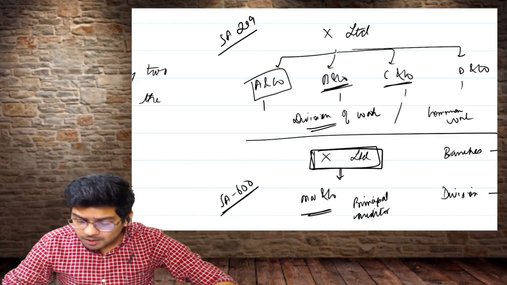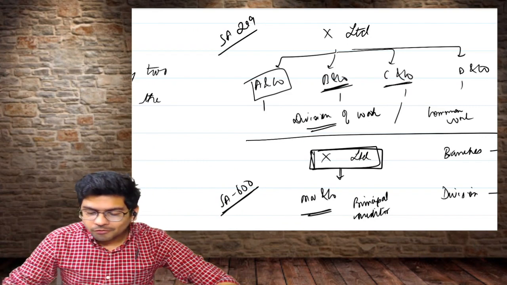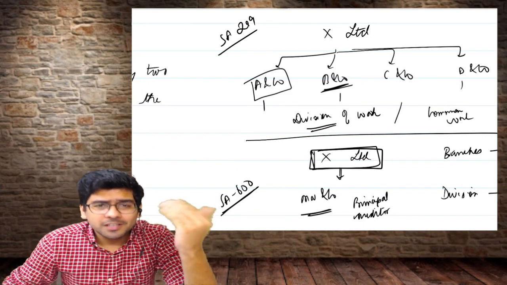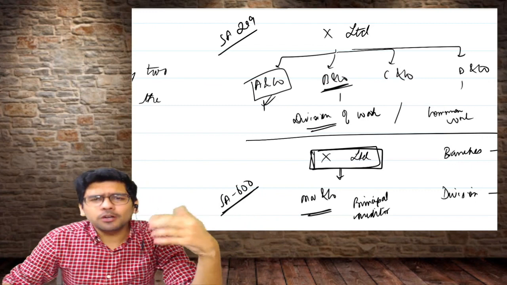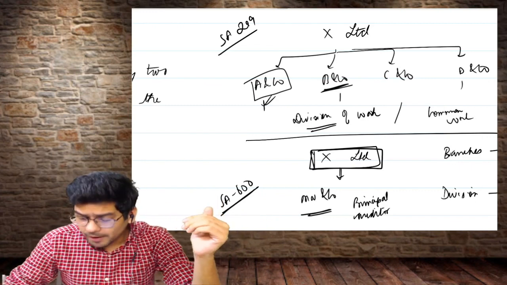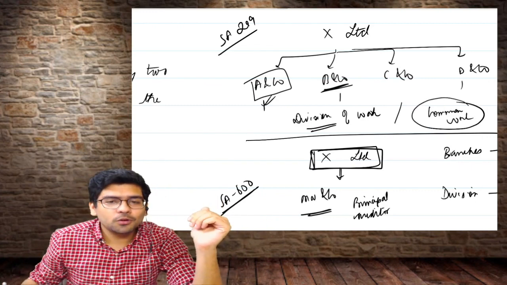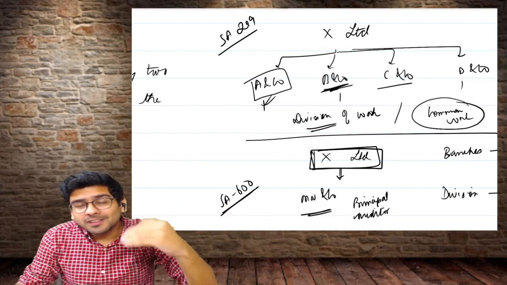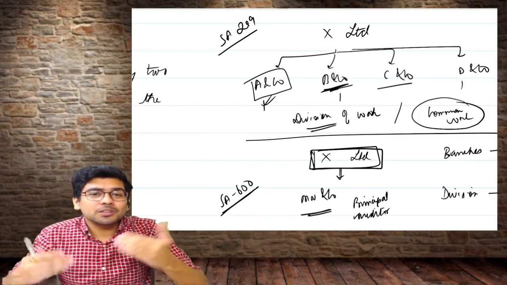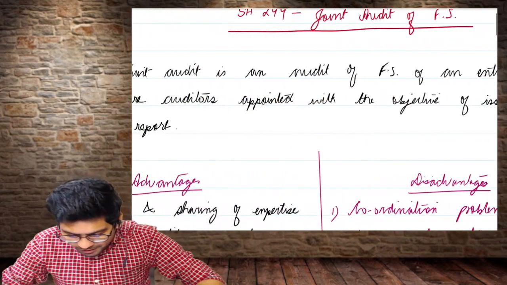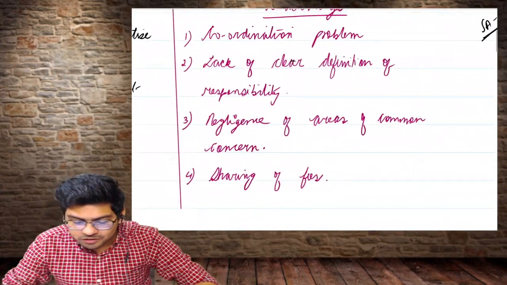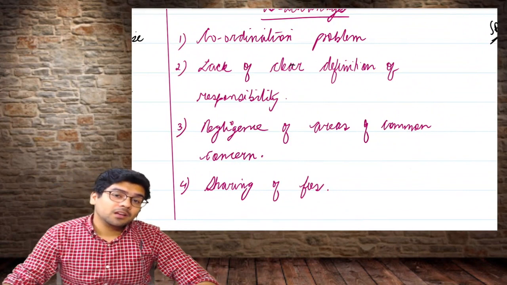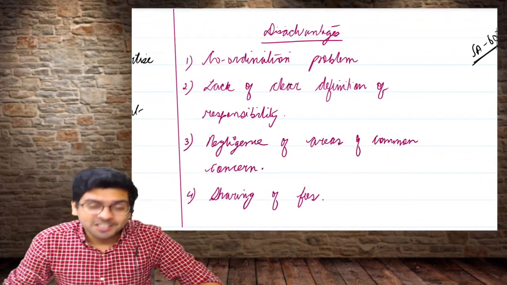I'll discuss that. But what I'm trying to tell you here is, when the work is properly divided, each firm will do their work in a very professional manner. But when it comes to a common area, they know that B is also responsible for the same, C is also responsible. So they might basically show some negligence there. All right, so the point here is, this is also a disadvantage, negligence of areas of common concern. And the most important disadvantage is basically sharing of fees.